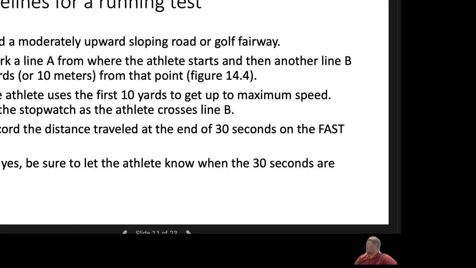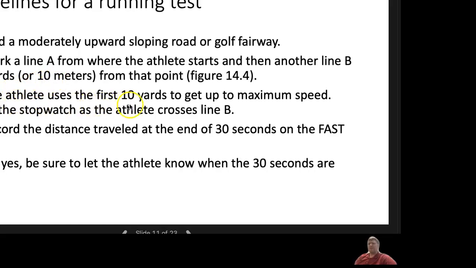So some interesting guidelines for running tests here. You're going to find a moderately upward sloping road. Oh, I love this, a golf fairway would probably be a good one. So you want to be going upward. You're going to mark a line where they start and another line that would be 10 meters from that starting point. So that's 30 feet or 10 yards or 10 meters.